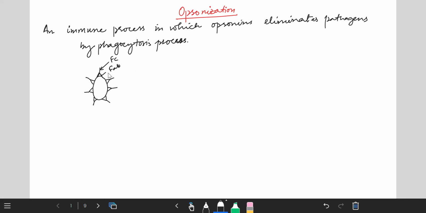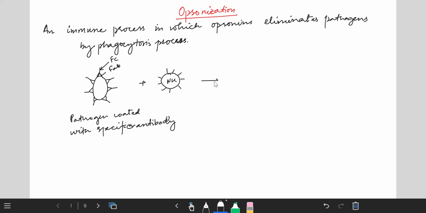Okay. So after detection by the antibody, this antigen-antibody complex will attract the NK cells. This is a kind of phagocyte cell, or natural killer cells. And now these NK cells will form a complex with this complex. This is the FC part. And this is the pathogen.